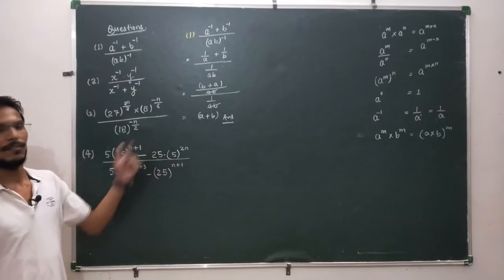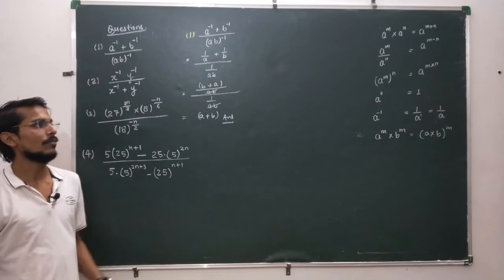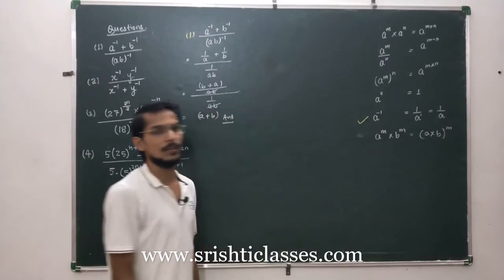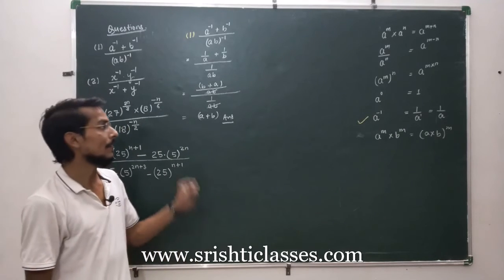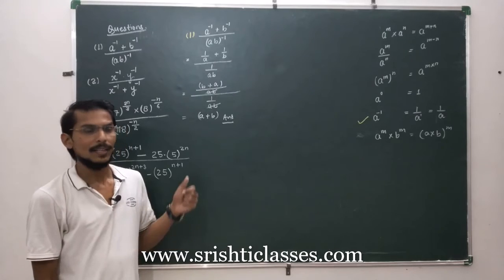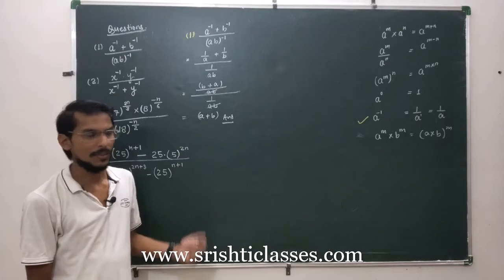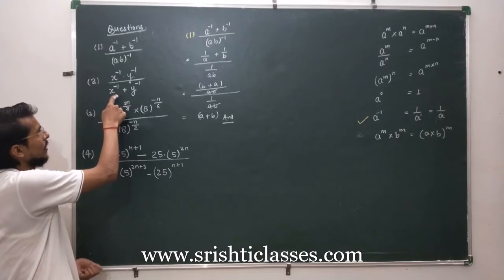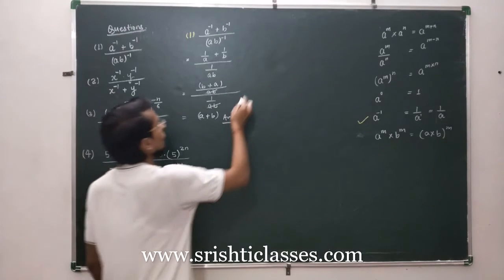So the steps are very easy. We have used only one formula, that is a raised to the power minus 1 is equal to 1 upon a. It means if any base is raised to the power minus 1, then we can write 1 upon that base. This is also a similar question. Let's do it. Number 2.